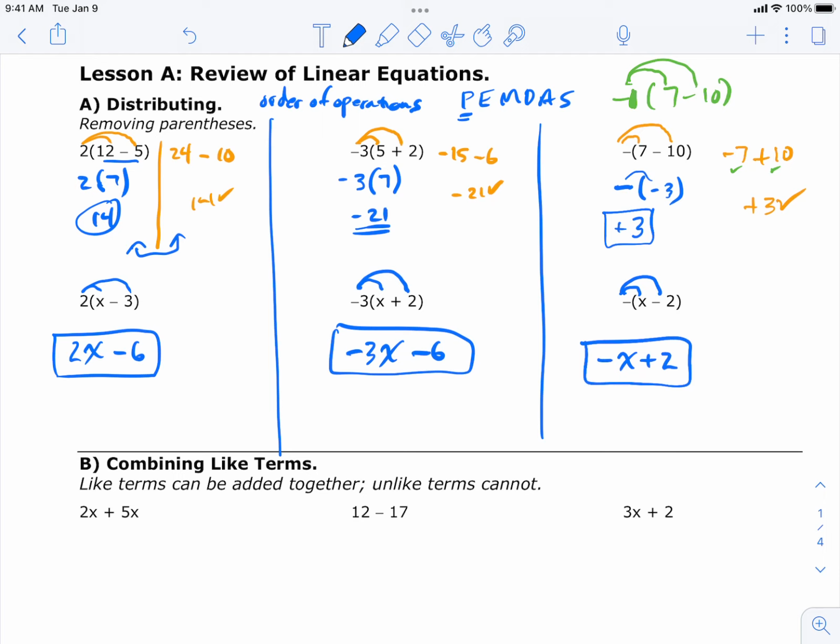So distributing, that's one of the things we're going to need when we're playing with equations. And what do we need it for? We need it when we have parentheses in our equation. We can get rid of the parentheses by distributing.